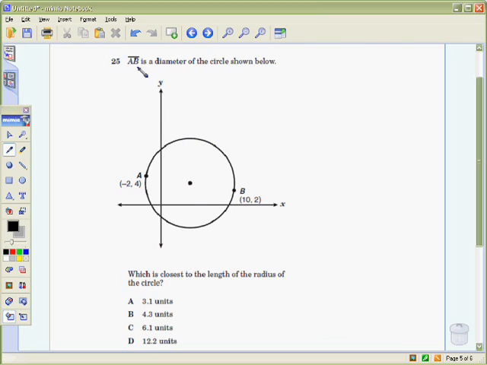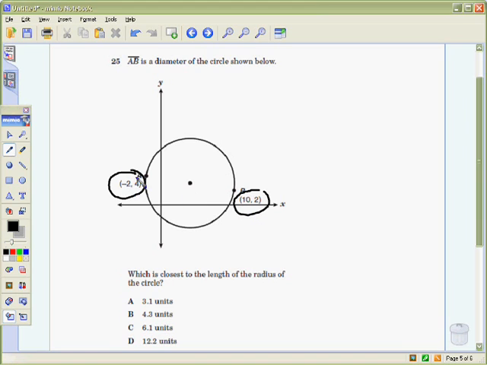So it tells me that AB is the diameter, so you should know that the radius is half the diameter, and we're given two ordered pairs for these endpoints. So I'm guessing that the easiest way to find the length of this radius is to find the length of the diameter and then cut that into two equal pieces or divide it by 2.